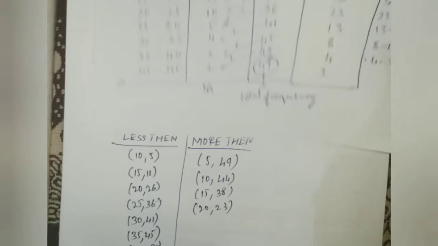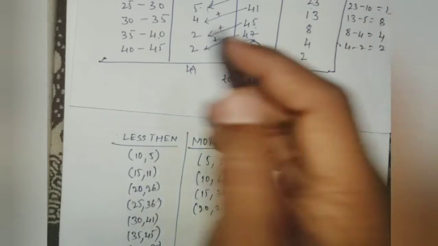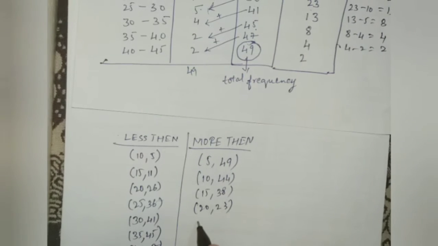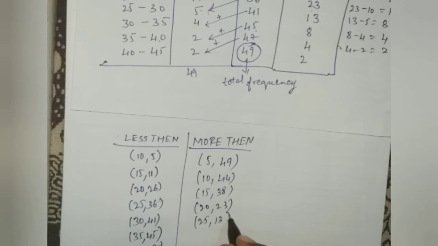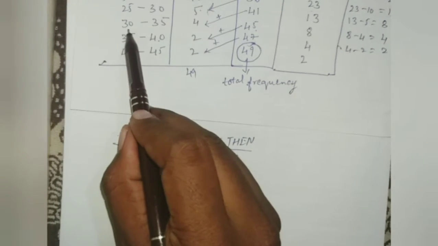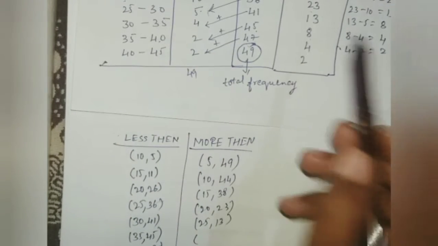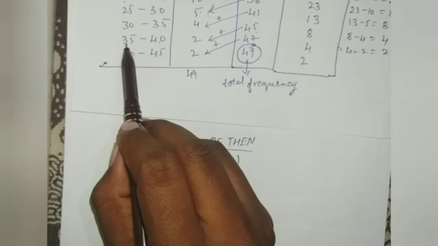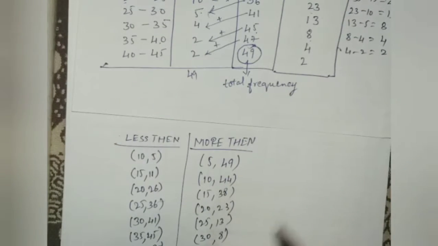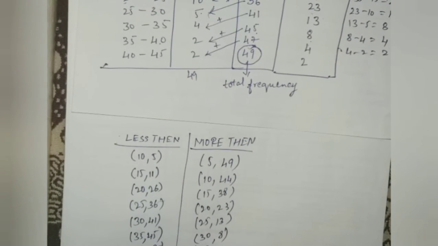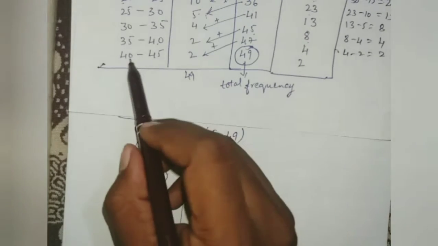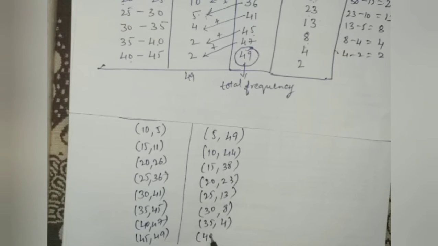Okay students, got it? What is the next value? 25 comma 13. What is the next value? 30 comma 8. What is the next value? 35 comma 4. The last value is 40 comma 2.